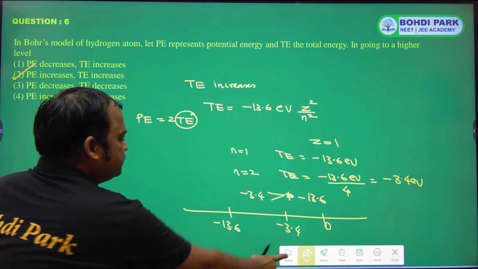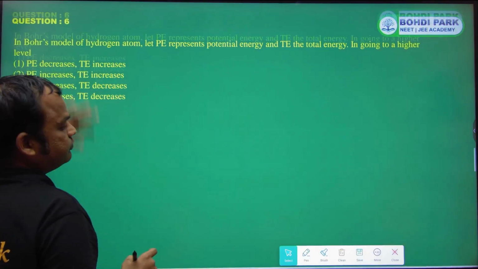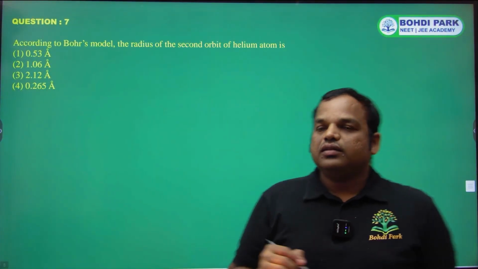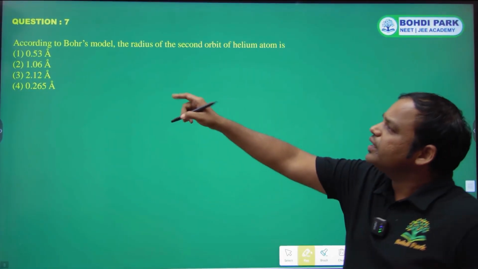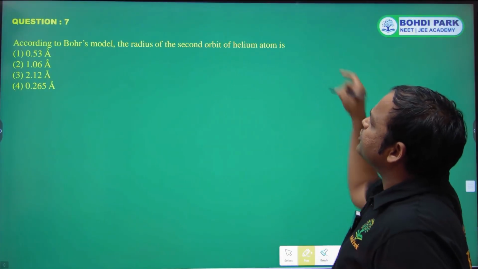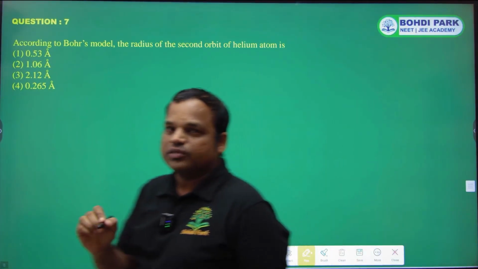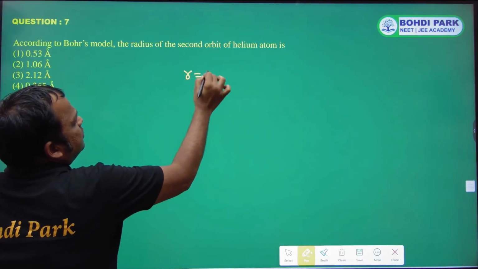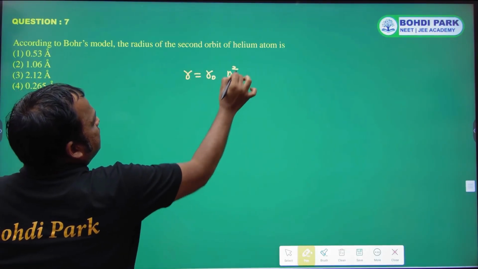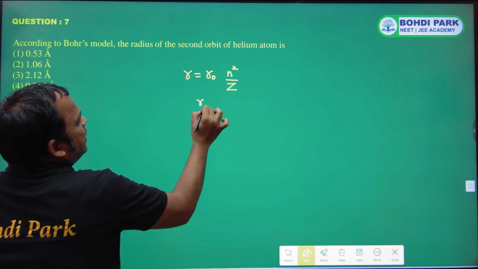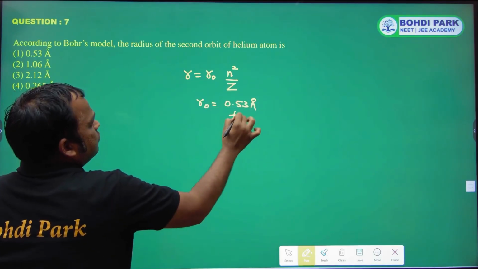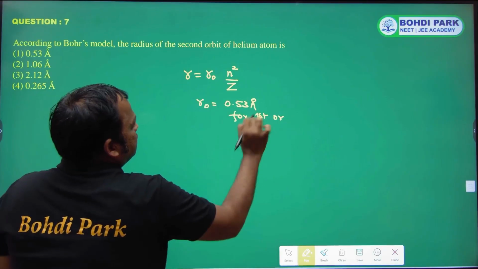Next, now look at this question number 7. We have, according to Bohr model, radius of second orbit of helium atom. So we will use the formula for radius, which is r is equal to r naught into n square by Z, where r naught is equal to 0.53 angstrom for first orbit of hydrogen atom.